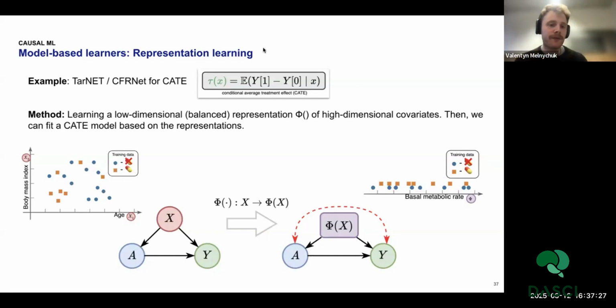So a couple of words about model-based learners. For example, we might use representation learning methods if we have very high dimensional covariates, and then we want to learn lower dimensional representations and do treatment effect estimation there. It's a very interesting direction, because here we might not have overlap in the original space: in this region people got treated, in this region not treated, and we have age and BMI. But imagine our network could learn some representation which coincides with the basal metabolic rate. Now in the space of basal metabolic rate, we suddenly have overlap. And once we have overlap, it becomes easier to estimate the treatment effect.